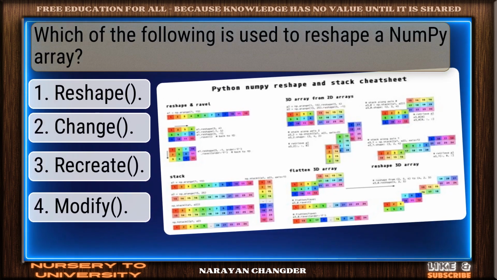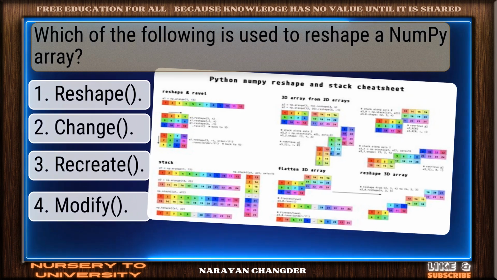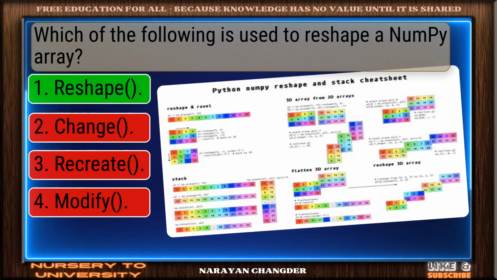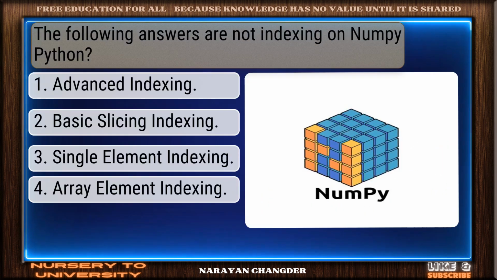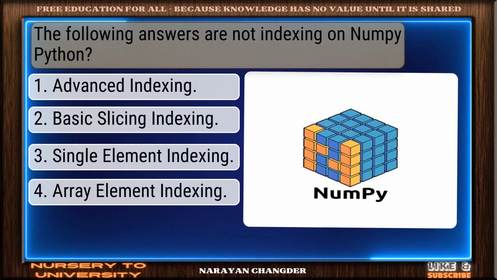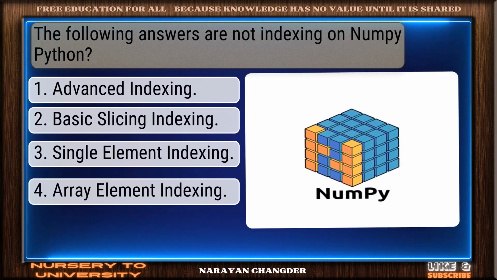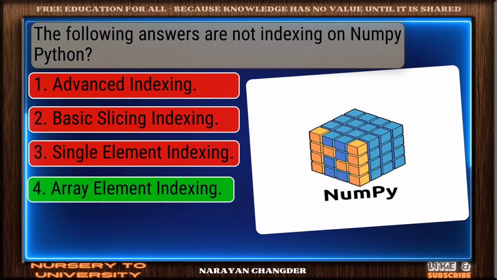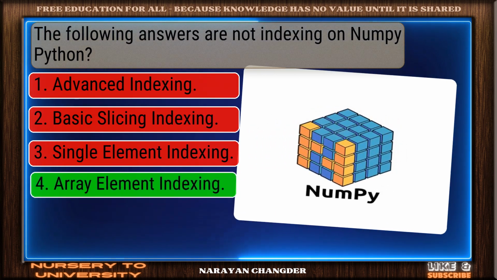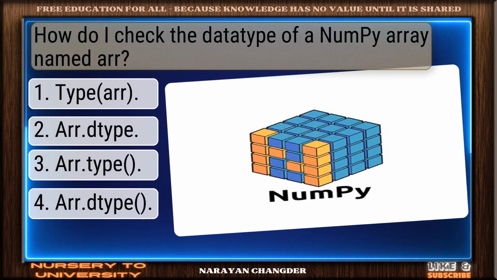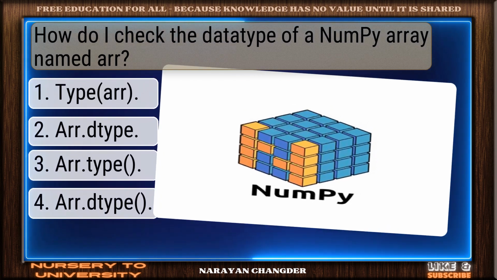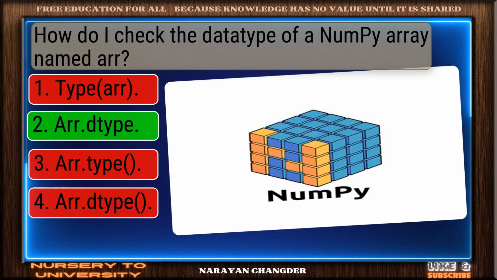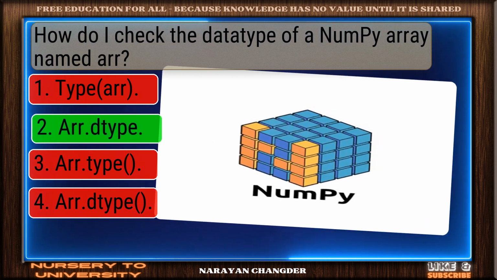Question number 11. Which of the following is used to reshape a Numpy array? You chose reshape, and it is correct. Question number 12. The following answers are not indexing in Numpy Python. Smart move. Array element indexing is an accurate answer. Question number 13. How do I check the data type of a Numpy array named R? Strong choice. dtype is the right answer.